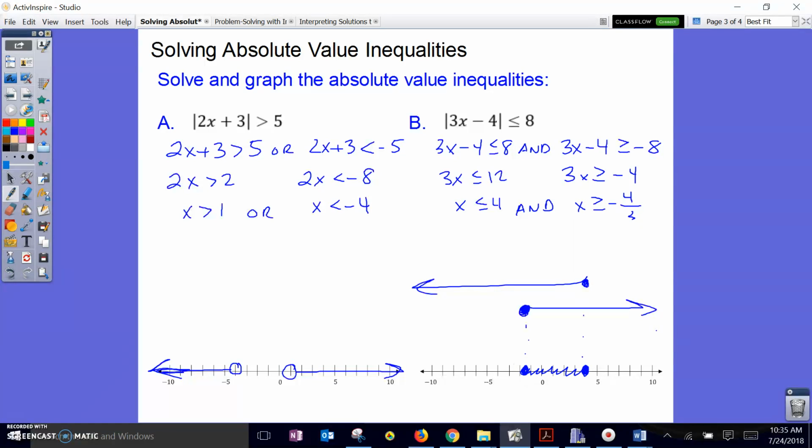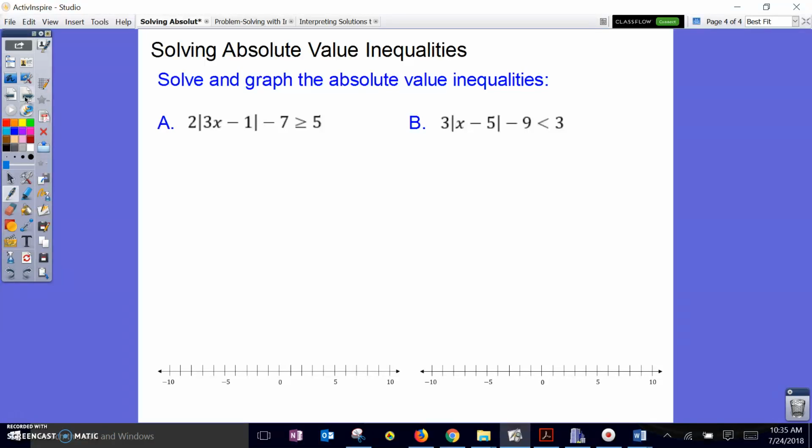Now something that I do whenever I put a fractional value on a number line is write a number where exactly that value is supposed to be. It's supposed to be at -4/3. This makes it a little more helpful and more clear to read. All right.